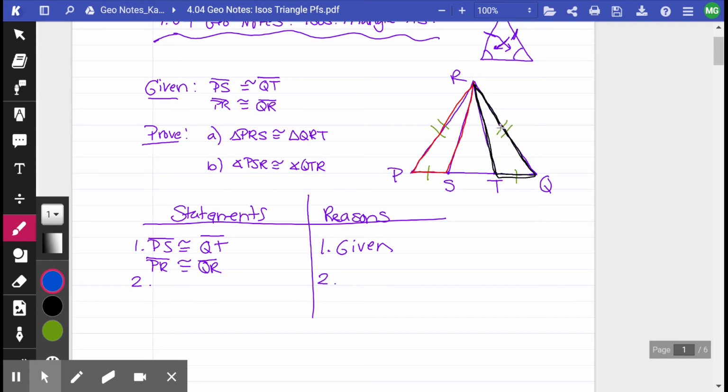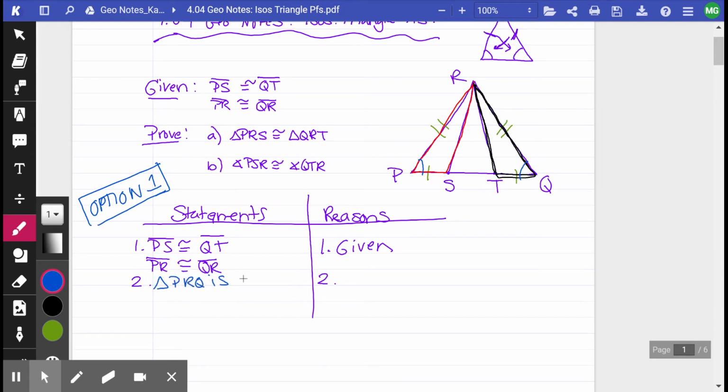Segment PR congruent to segment RQ. If those two segments are congruent, then what kind of triangle is triangle PRQ? And hopefully you're saying that means it's an isosceles triangle. So we can say then, if that is an isosceles triangle, then we'll be able to get angle P congruent to angle Q, because we know the base angles in an isosceles triangle are congruent. Okay, so this is option one. I'm going to show you two different ways to do this proof.